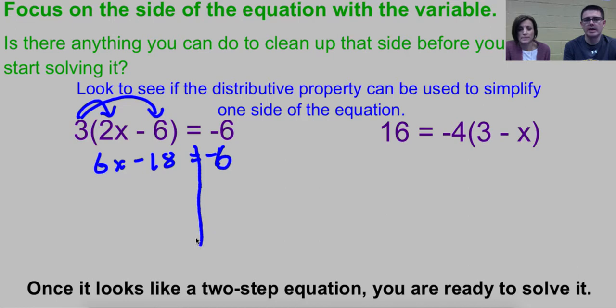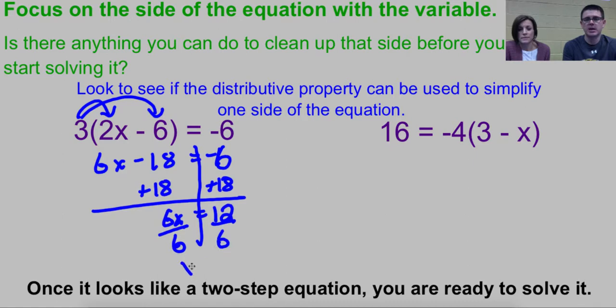So I'm going to draw my line down. They subtracted 18, so I'm going to add 18 to both sides. And I get 6x is equal to a negative 6 plus a positive 18 is a positive 12. Then I undo my multiplication by dividing by 6, and I get x is equal to 2.